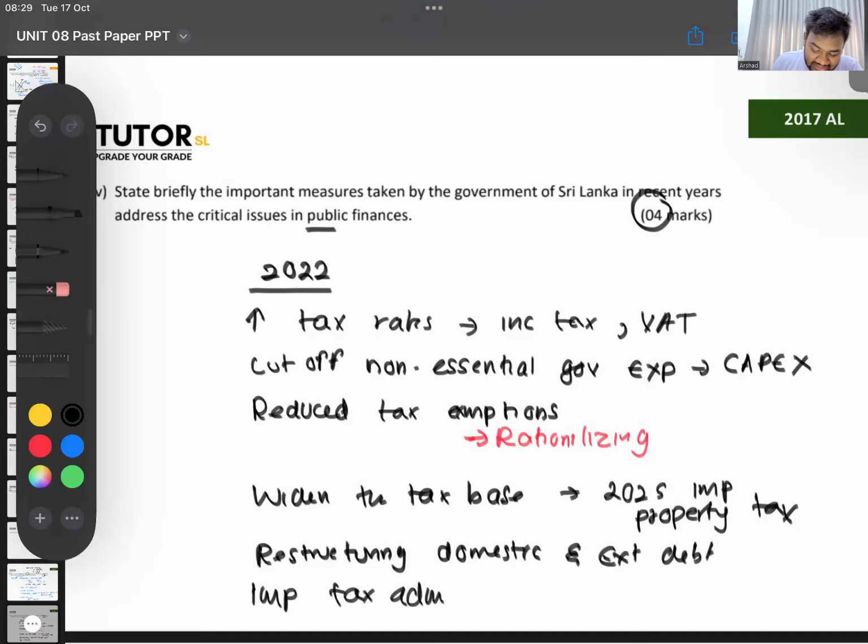So tax administration, you know, they have come up with these online portals and different stuff. I can't remember the exact names of it. They've come. Okay.